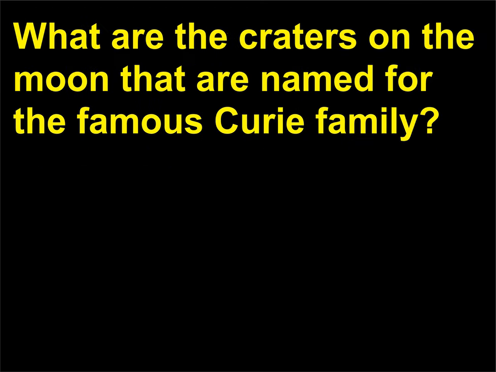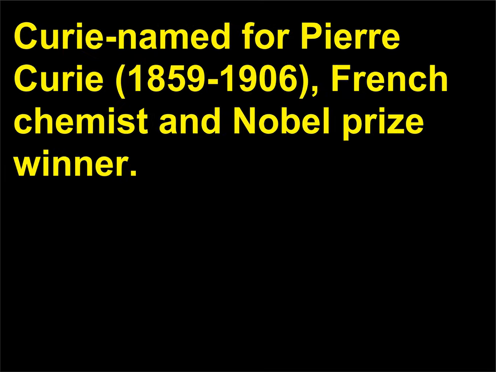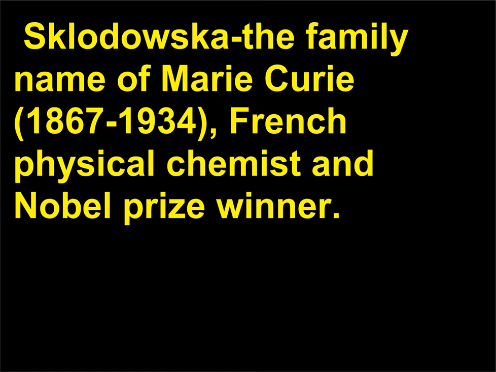What are the craters on the moon that are named for the famous Curie family? Curie, named for Pierre Curie, 1859-1906, French chemist and Nobel Prize winner. Sklodowska, the family name of Marie Curie, 1867-1934, French physical chemist and Nobel Prize winner.